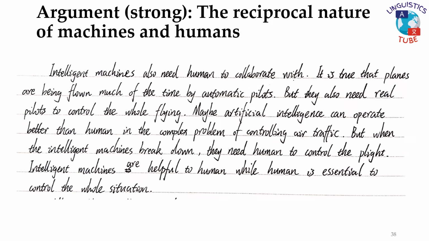Moving on to the arguments, this paragraph contains a very strong argument, which focuses on the reciprocal nature of machines and humans. In other words, our brains won't get lazy because machines need us as much as we need machines. In other words, machines are not infallible. This is an intelligent and thoughtful argument.